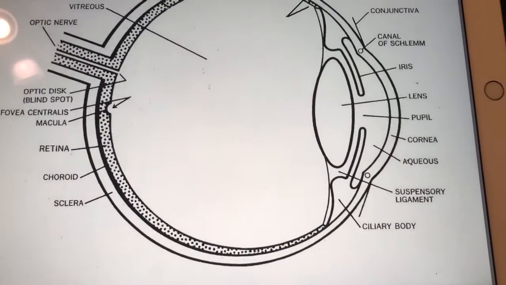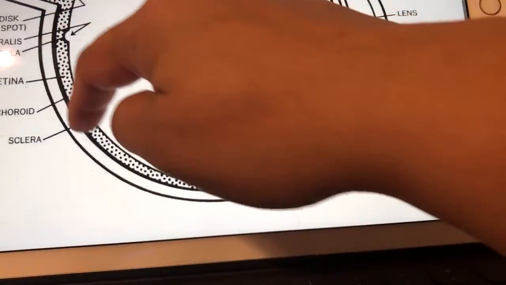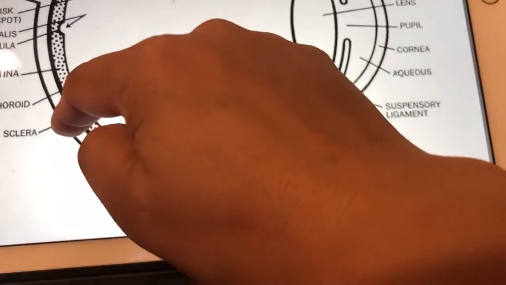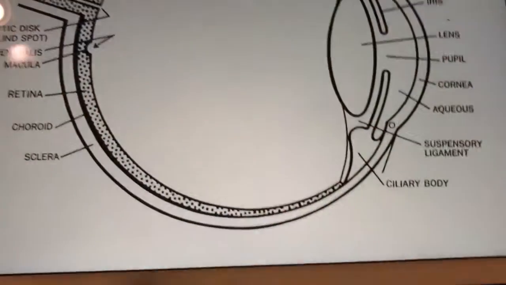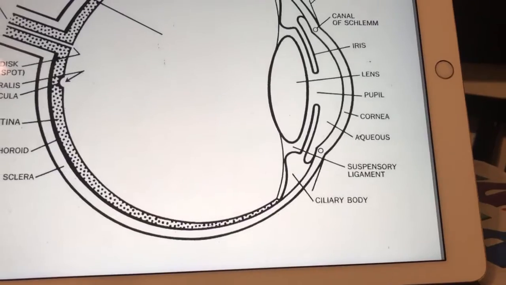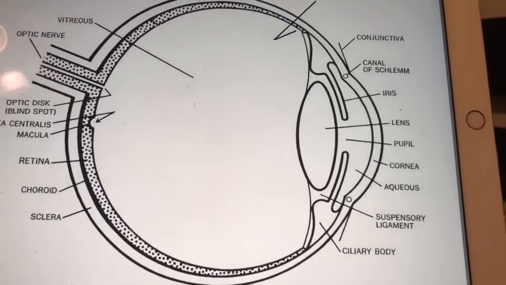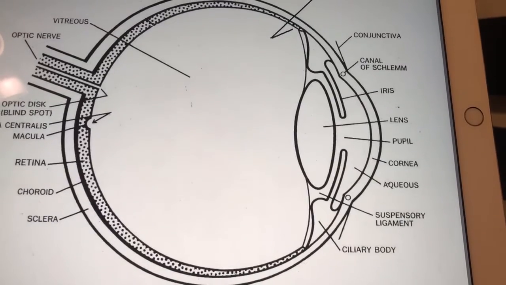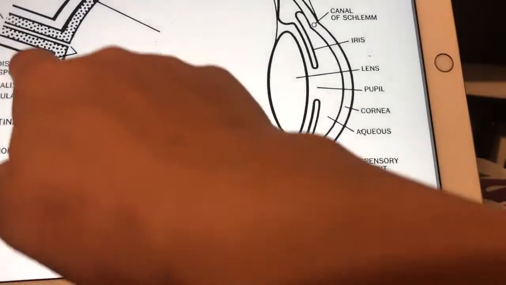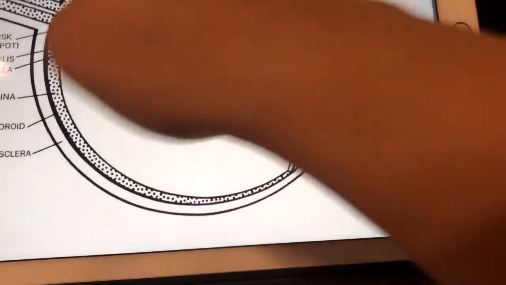The choroid is this part here, between the retina and the sclera. It's a layer consisting primarily of blood vessels which provide nourishment to the retina. The sclera is the tough, white, fibrous outer protective layer of the eye. This part here, like this, that's the sclera. See, that's the sclera.